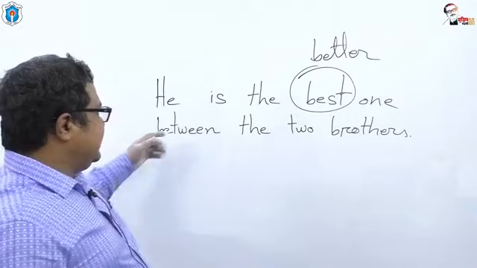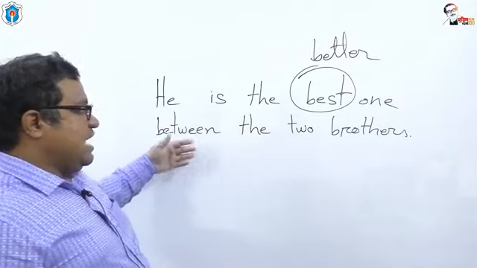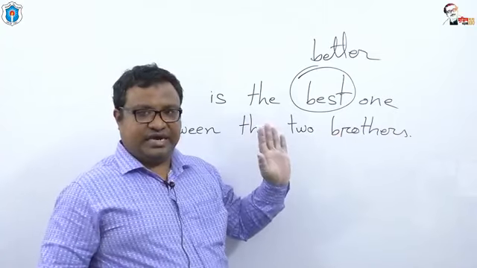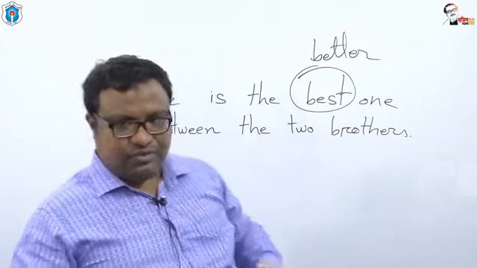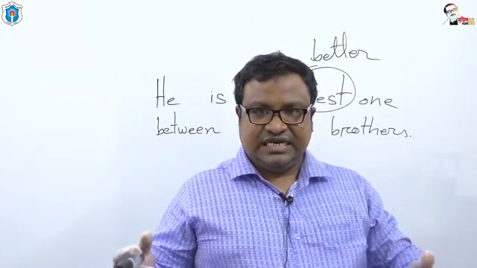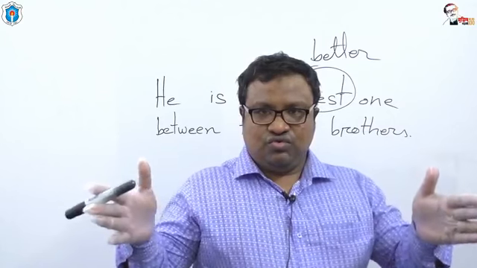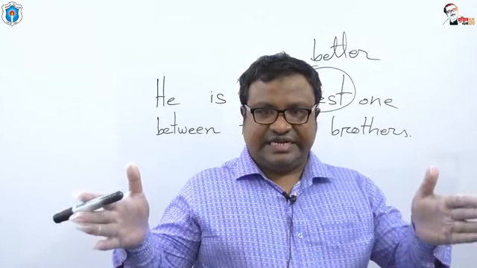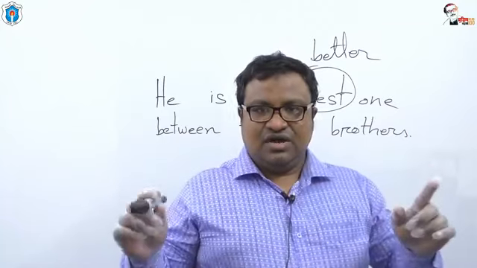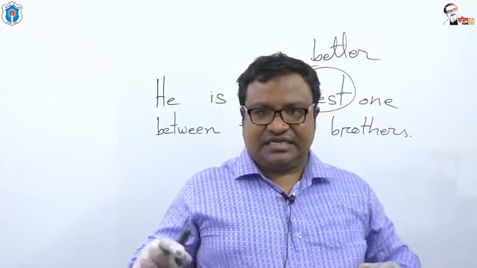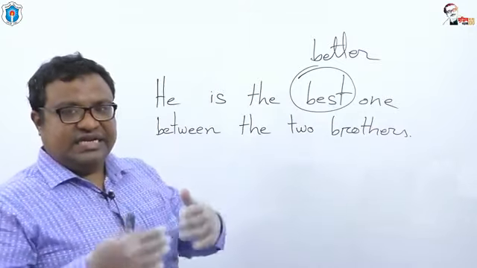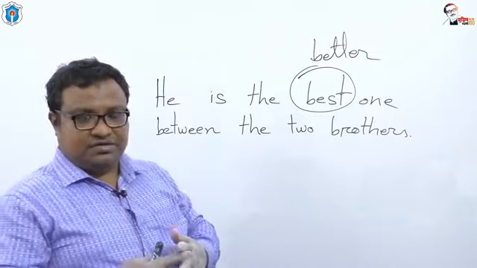If I say that he is the best one among all his classmates or among all his brothers, then it will be correct. So I am using between while making comparisons between two different entities or two different subjects, and I am using among when I am making comparison within more than two people.